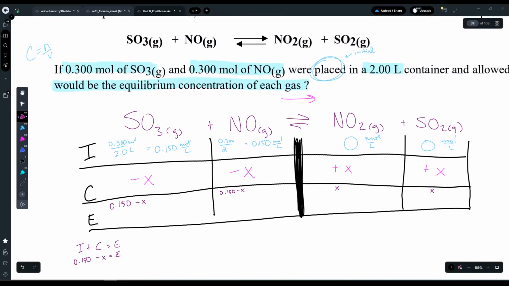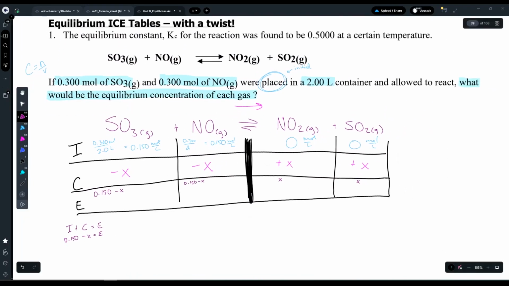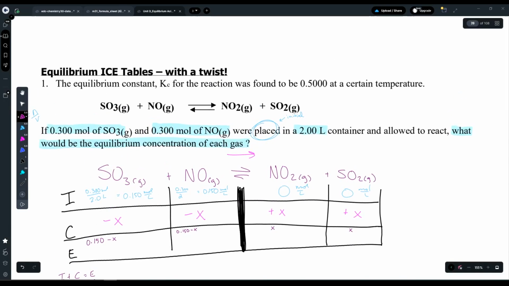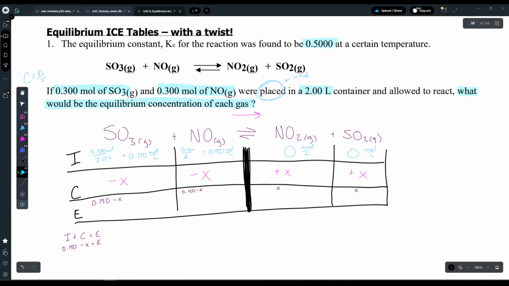So we need to figure that out, and we're going to figure that out using the equilibrium constant. That was found to be this number here. The reason I'm going to rely on the equilibrium constant to figure out what x is, is because none of the columns have enough information where I can use it to figure out what x is.